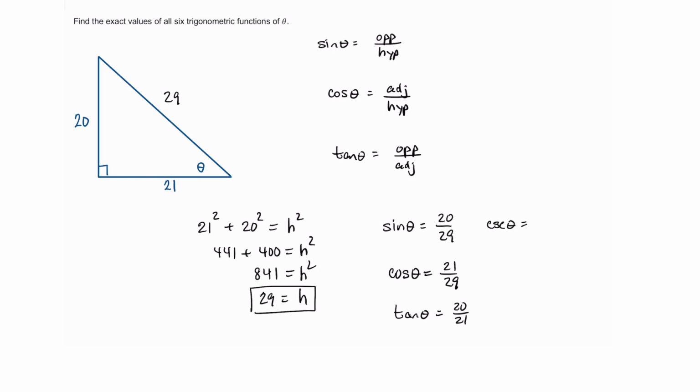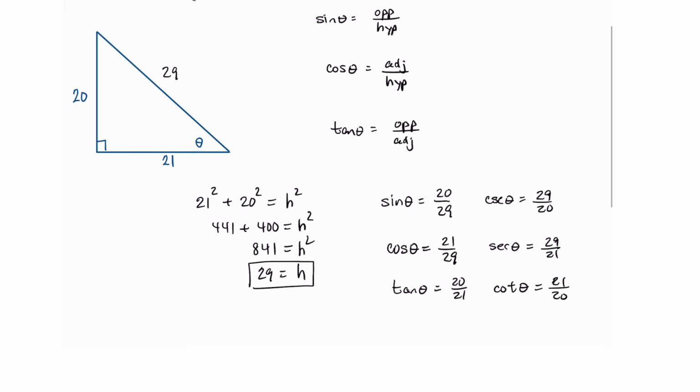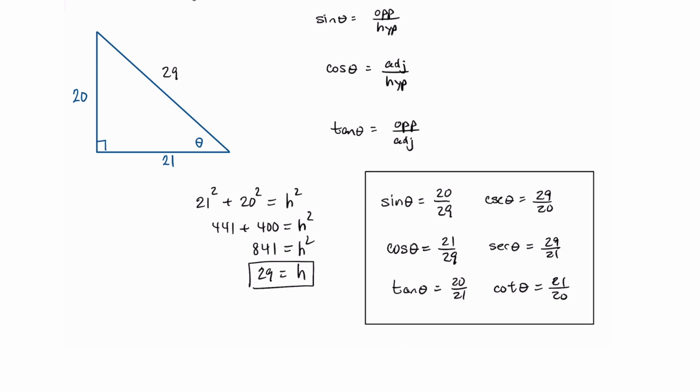Cosecant is the reciprocal of sine, so that's 29 over 20. Secant theta is the reciprocal of cosine, which is 29 over 21. And cotangent is the reciprocal of tangent, which is 21 over 20. And there are the 6 values of the trigonometric functions of theta.